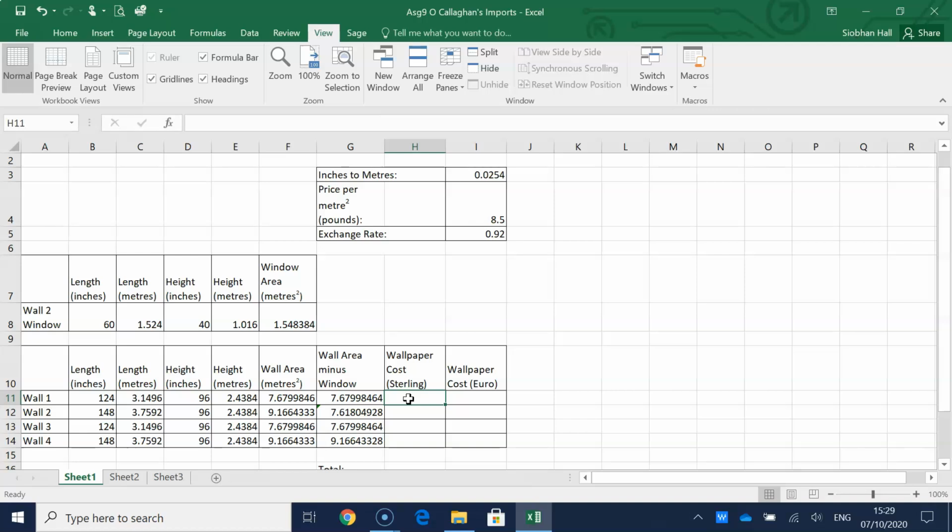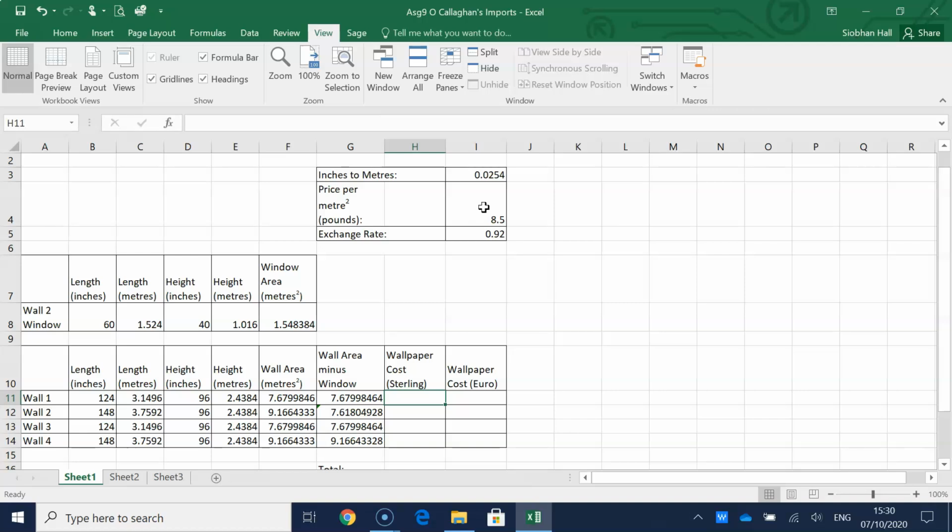Question 5 says, calculate the sterling cost of wallpaper for each wall using price per metre squared in pounds. So price per metre squared in pounds is in I4. And when I'm using that in the formula, it will need to be an absolute cell reference, so it'll need to be $I$4. So the cost of the wallpaper will be the area of the wall to be covered multiplied by the price per metre squared in pounds.